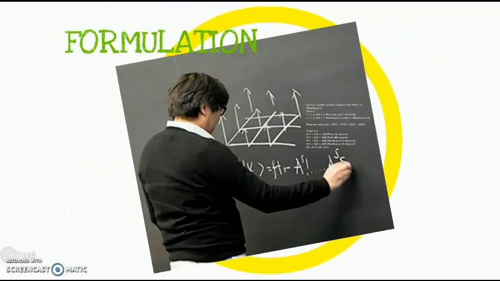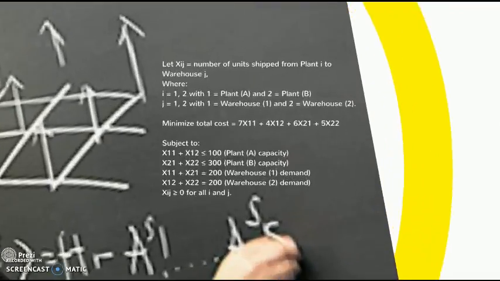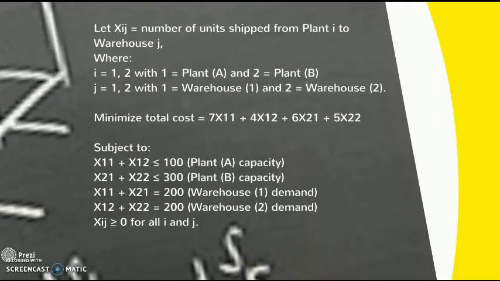Now, we will see how to formulate the transportation model. Let Xij equal the number of units shipped from plant i to warehouse j, where i equals 1 and 2, with 1 equals plant A, and 2 equals plant B; j equals 1 and 2, with 1 equals warehouse 1, and 2 equals warehouse 2. The objective function is to minimize total cost, which equals 7x11 plus 4x12 plus 6x21 plus 5x22, subject to the following constraints shown.